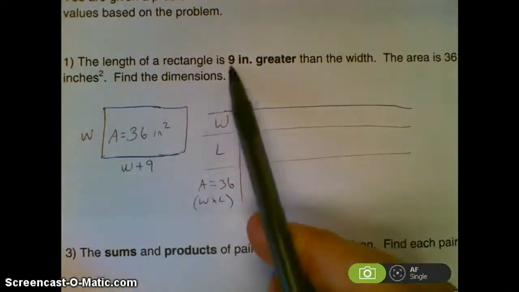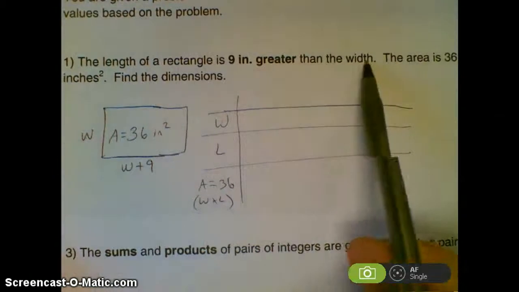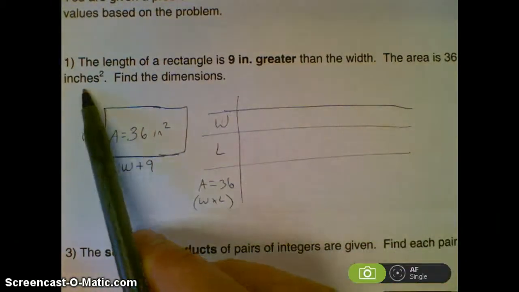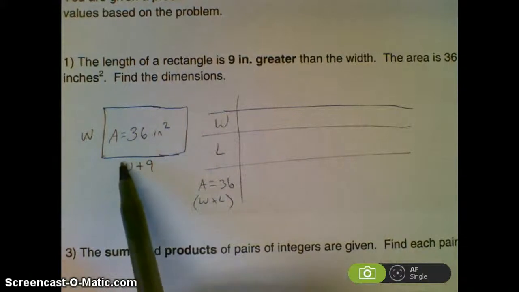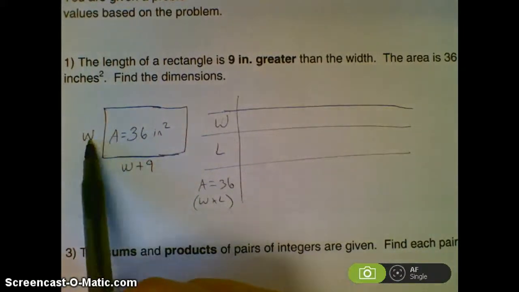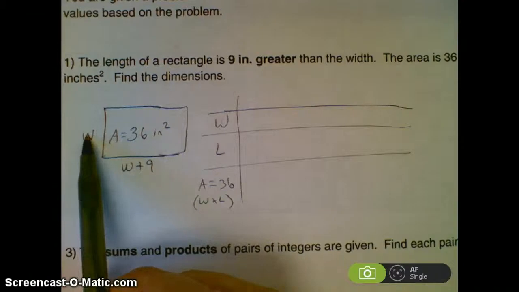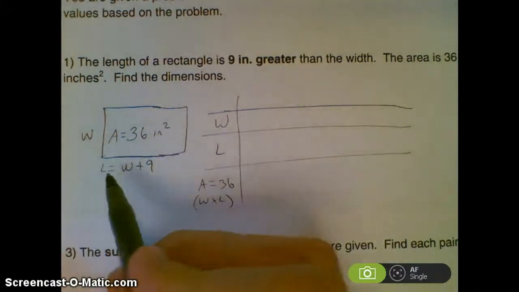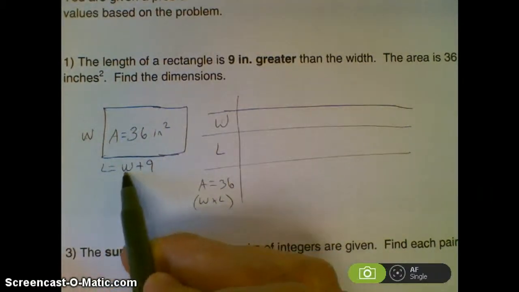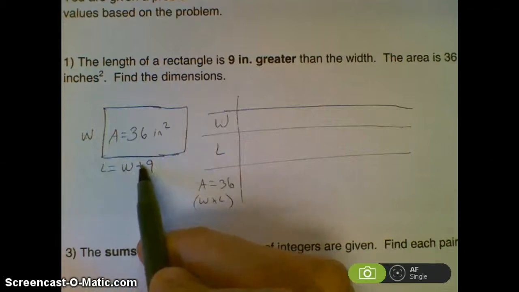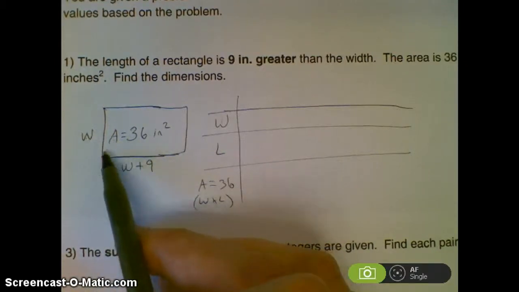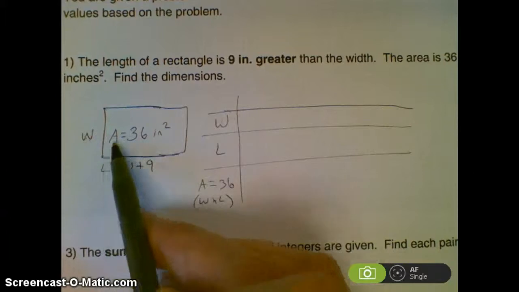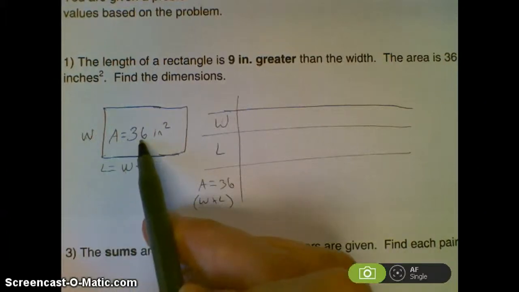The length of a rectangle is 9 inches greater than the width. The area is 36 inches squared. Find the dimensions. So I drew a little diagram because diagrams help me. I'm not given the width, but I am given the fact that the length is 9 inches greater than the width. So I know there's a relationship there. I'm also given that when I multiply width times length to get area, my area is 36 inches squared.